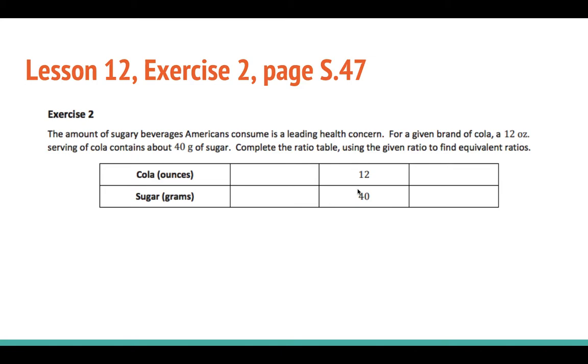Complete the ratio table using the given ratio to find equivalent ratios. So go ahead and figure out how to fill in this box beforehand. We know that half of 12 is 6. So how many grams of sugar is there if we had 6 ounces of cola? Pause this video to complete the rest of the table.